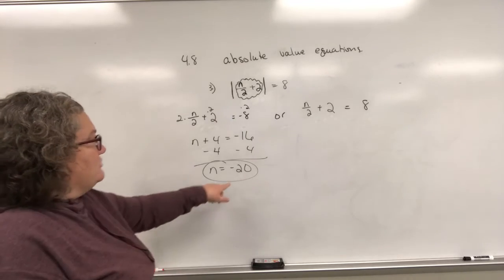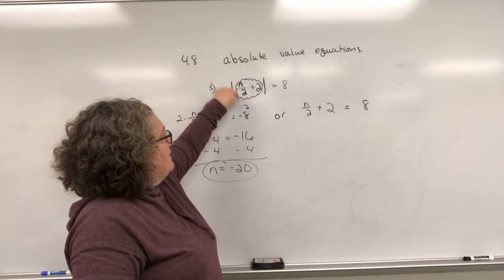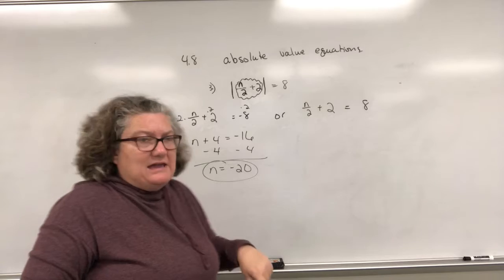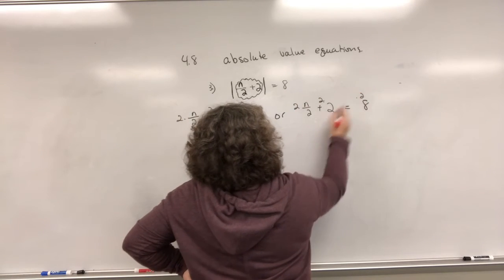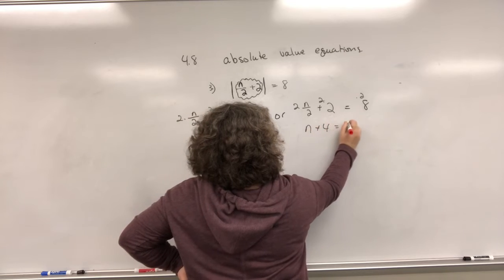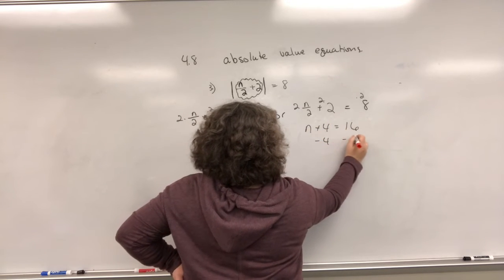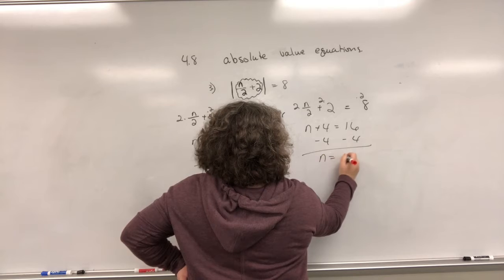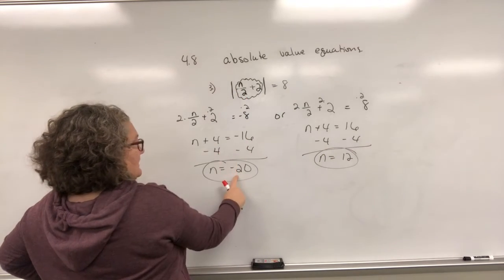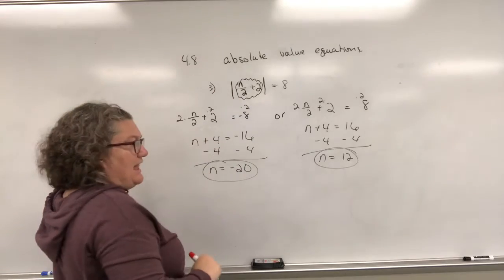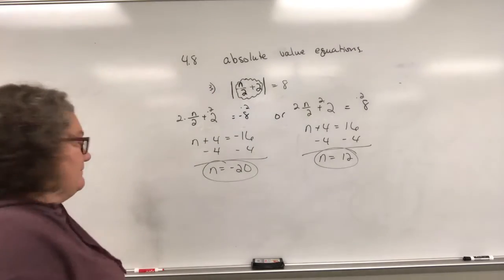N can be -20. If I put a -20 in there and solve that out, I'm going to get an 8. So over here, I'm going to multiply everybody by 2. And I get n plus 4 equals 16. I subtract 4 from both sides, and n equals 12. So I can put in here for this n either a -20 or a 12, and I'm going to output an 8. Let's look and see, okay?